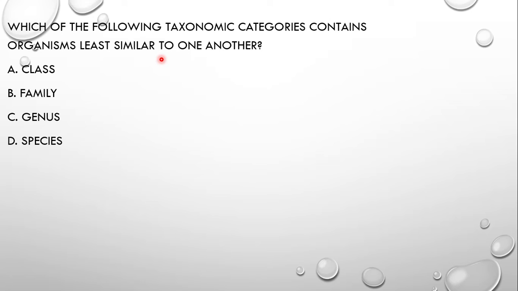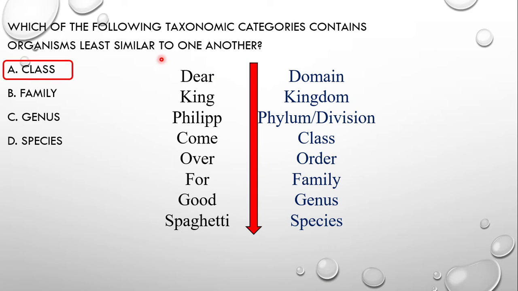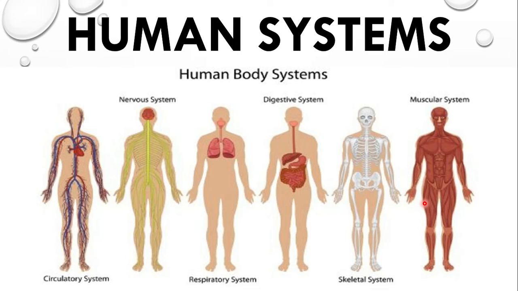So, our answer here is letter A. Okay? Letter A. So again, the higher the level of taxonomy or taxonomic category, the less similar the organisms belonging to it. Compared to family, genus, or species, the organisms belonging to those are more similar to one another. Going lower, the organisms are more specific as you go down the hierarchy of taxonomic categories. But going higher, the organisms are least similar to one another.